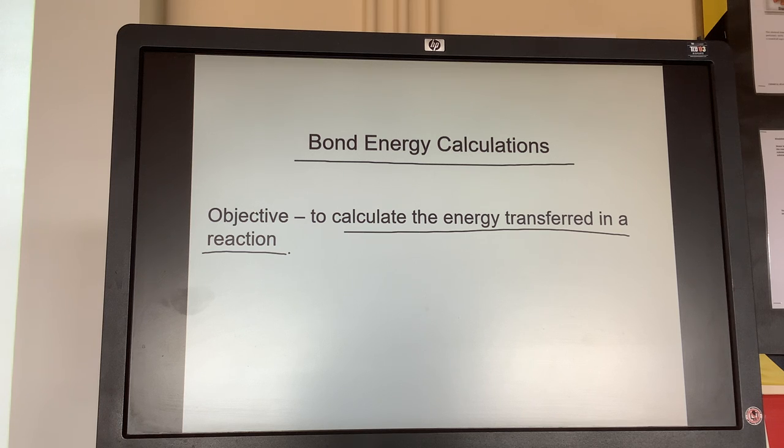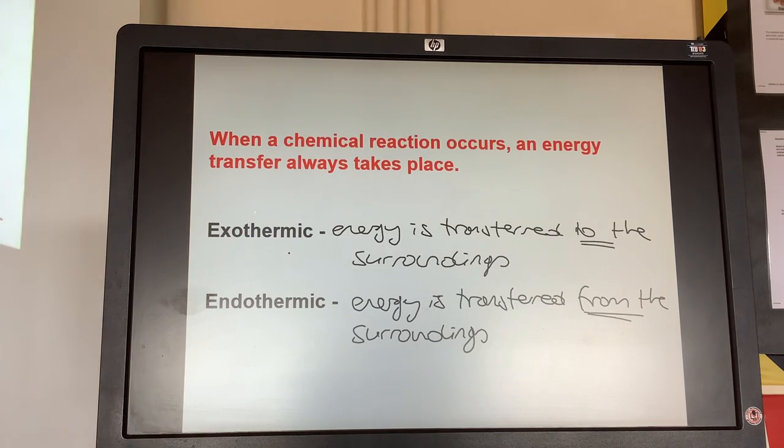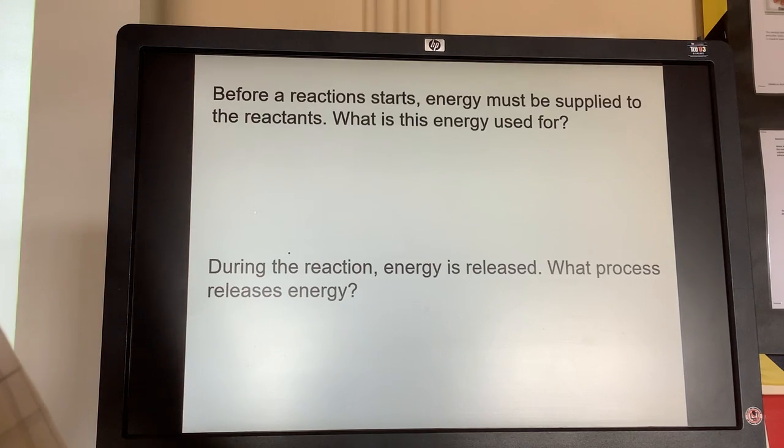In an endothermic reaction, the opposite, energy is taken in from the surroundings. What happens to the temperature of the surroundings? It decreases, it gets colder. So we've got here as a recap: in an exothermic reaction, energy is transferred to the surroundings. In an endothermic reaction, energy is transferred from the surroundings. Pause the video there if you need to copy that down.